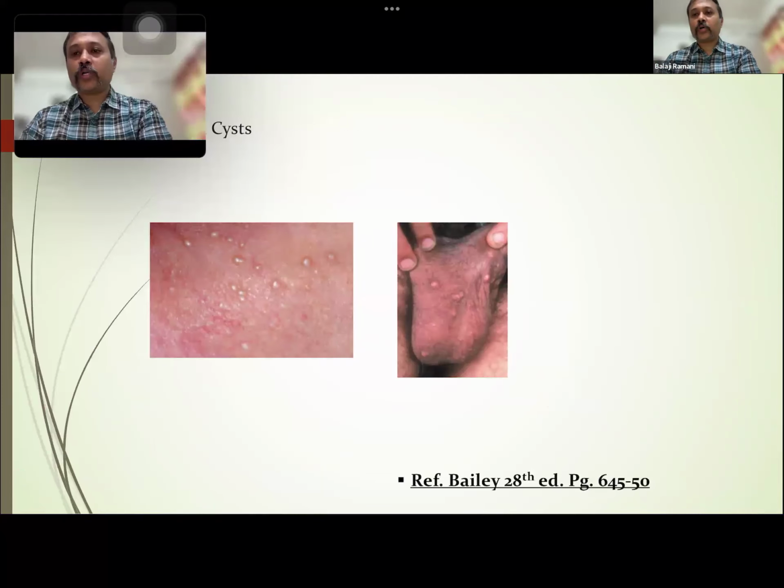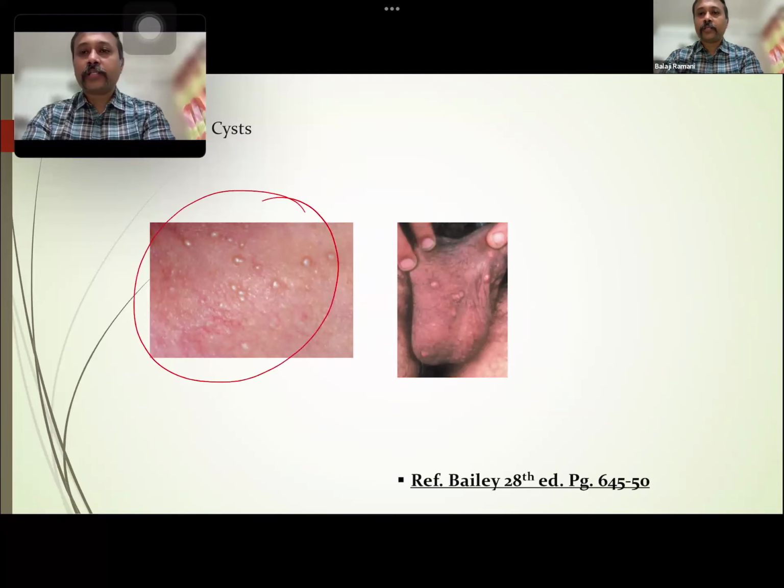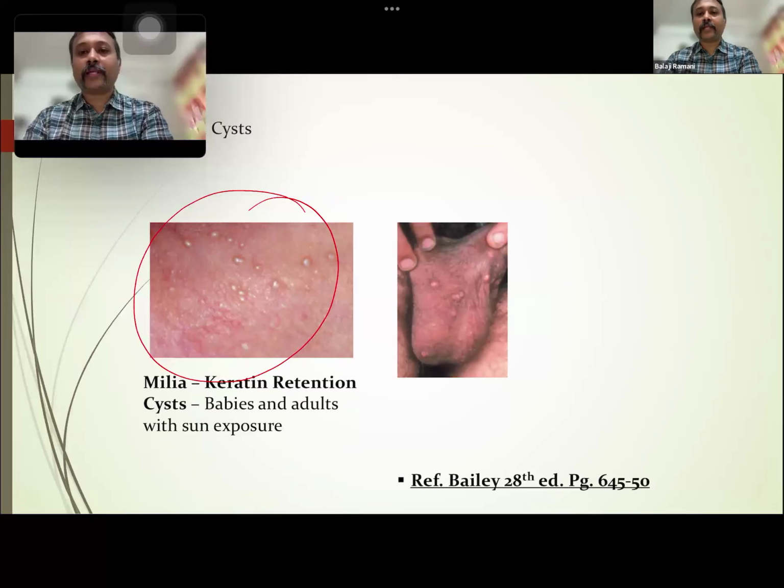Right. So this is your classical milia, skin lesions, a heat related thing. There is plugging by keratin. This keratin retention will lead to the formation of milia, and cysts are similar in a larger area. If they form, then it is known as a cyst. This will happen due to sun exposure classically. In summer season, we can very commonly see it.